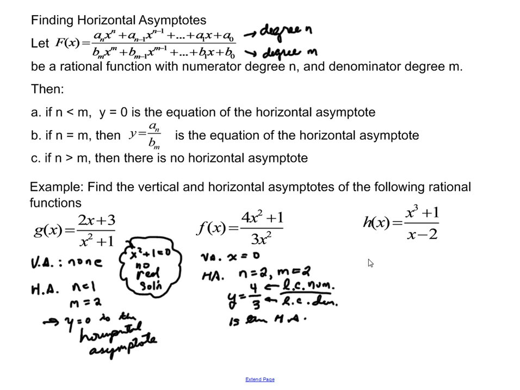Okay, let's look at our last one. The vertical asymptote in h of x has to be at x equals 2. There are no common factors of the numerator and denominator. As to the horizontal asymptote, we look at the degrees. If the degree of the numerator is greater than the degree of the denominator, there is no horizontal asymptote. The degree of the numerator in this case is 3, and the degree of the denominator is equal to 1. And so we're going to say that there is no horizontal asymptote at all.